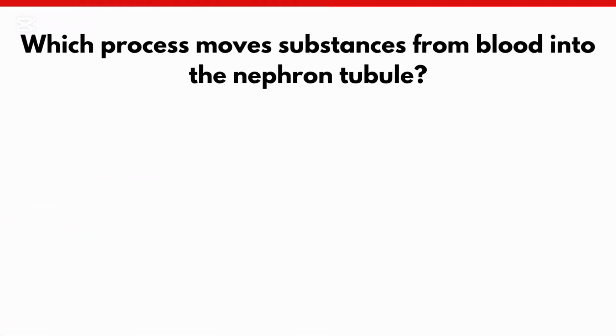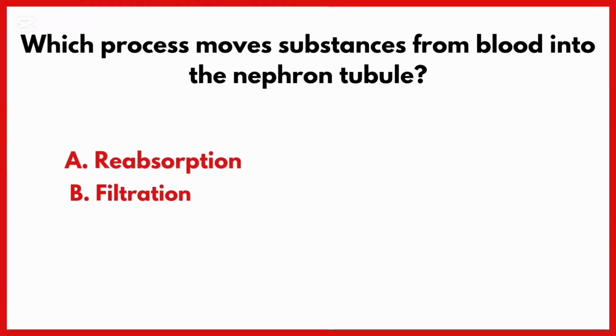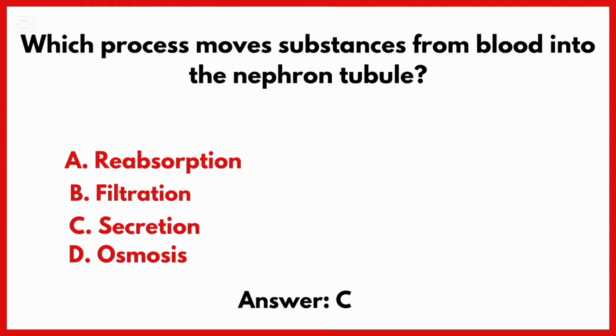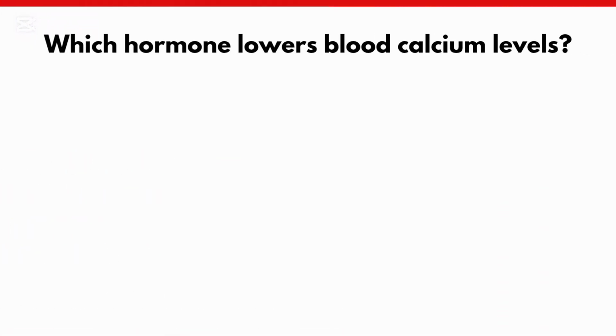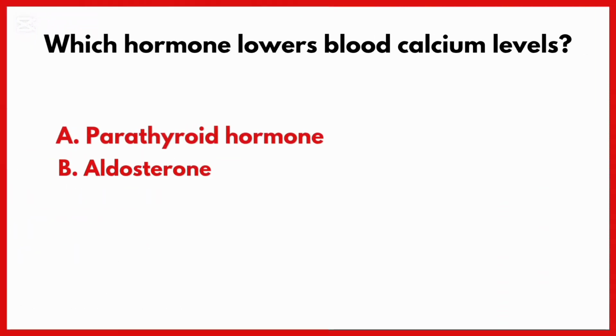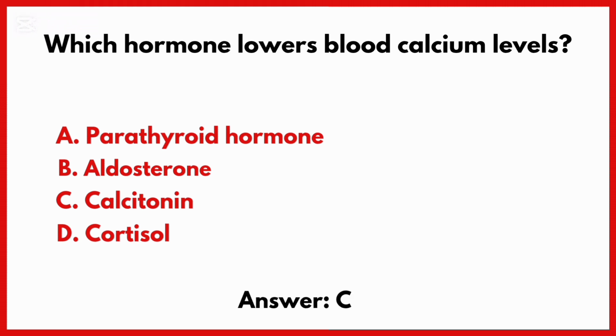Hypothalamus. Which process moves substances from blood into the nephron tubule? Correct answer is option C, secretion. Which hormone lowers blood calcium levels? Correct answer is option C.